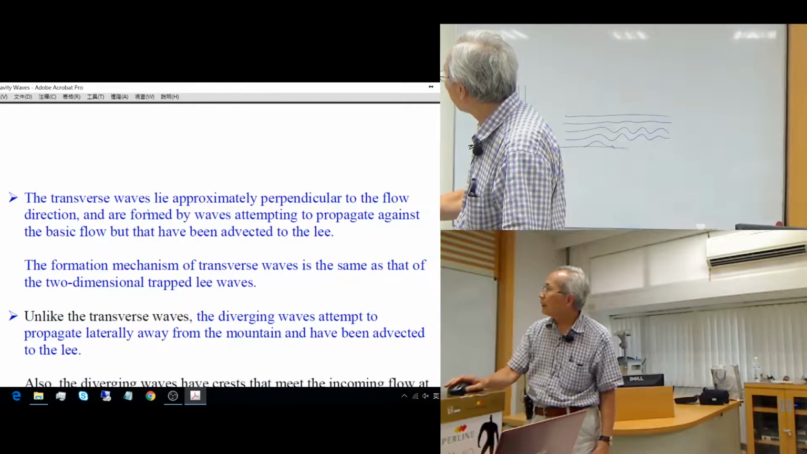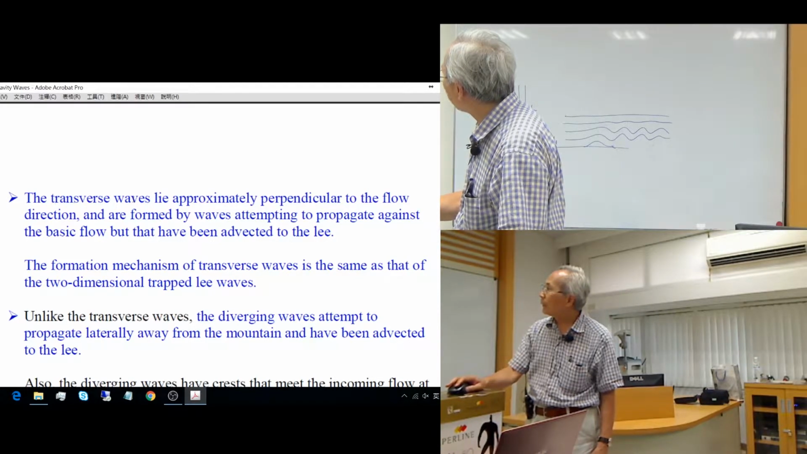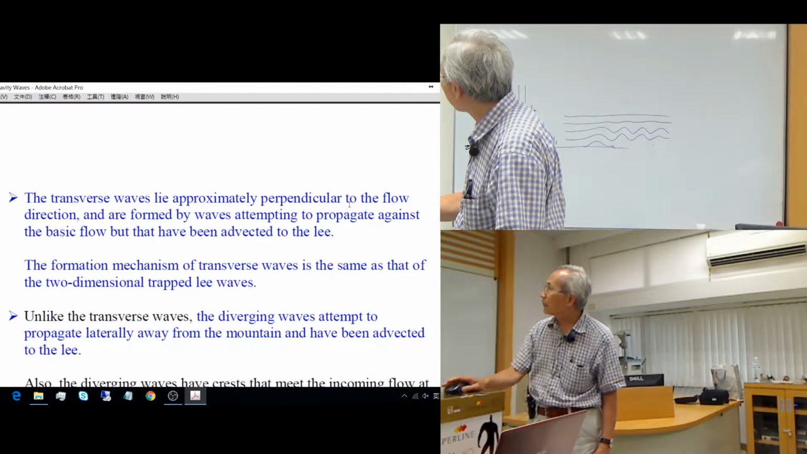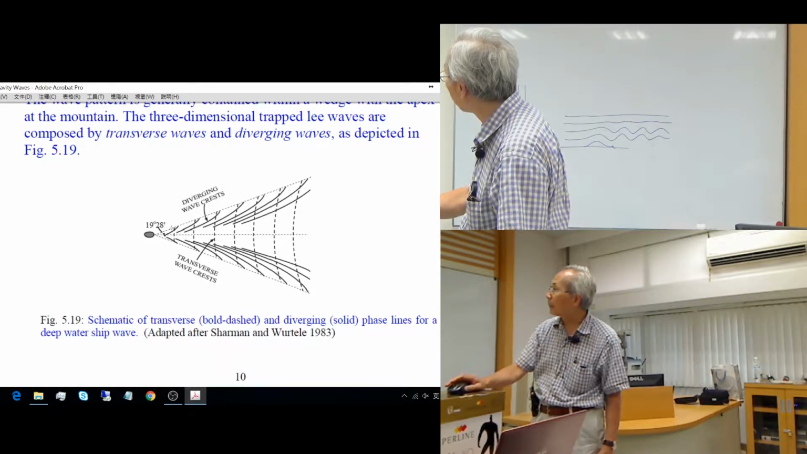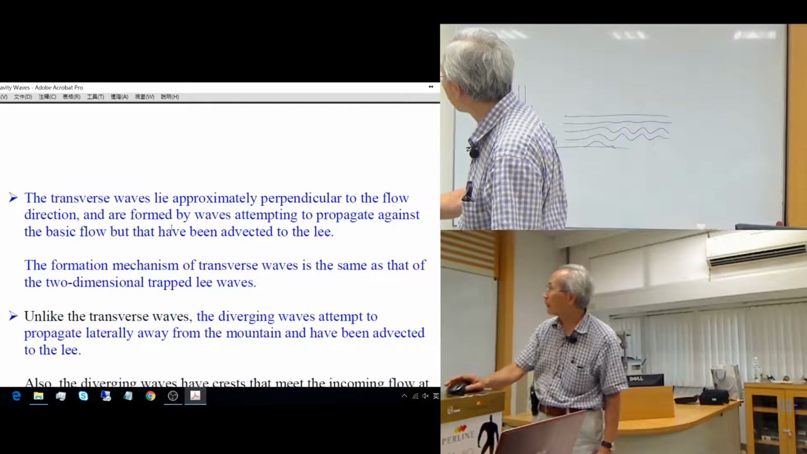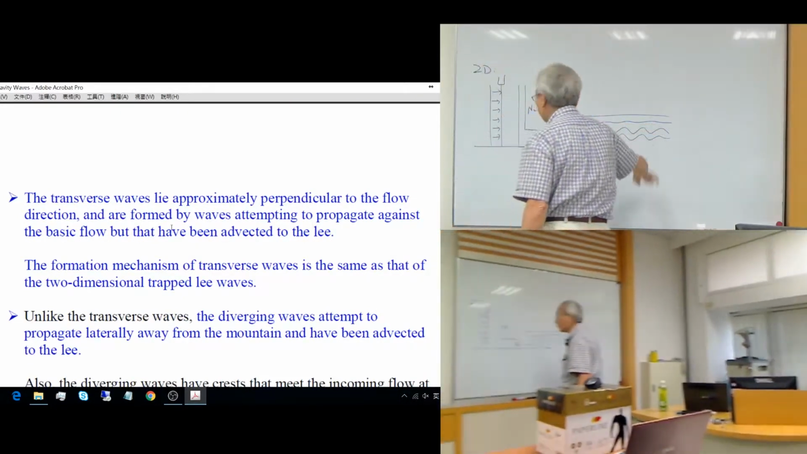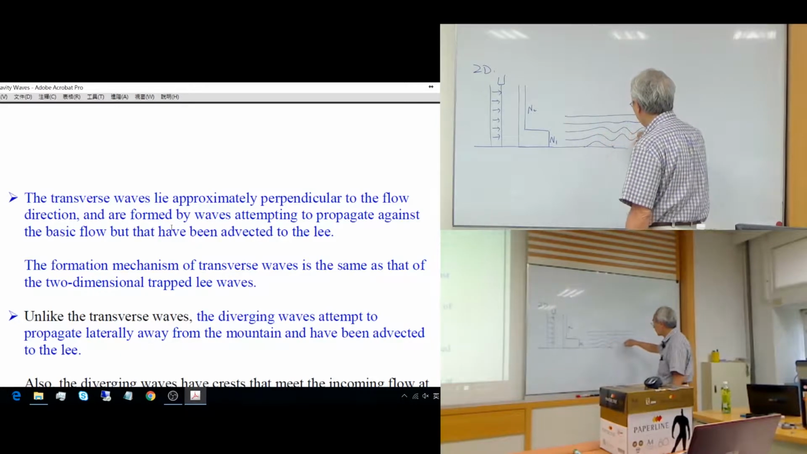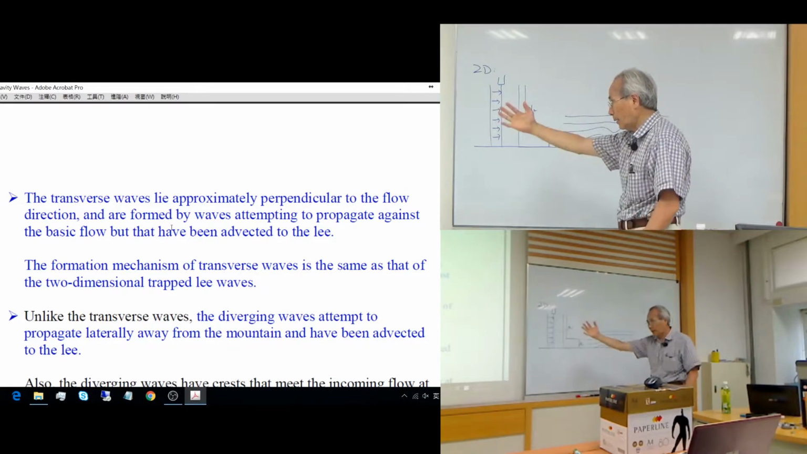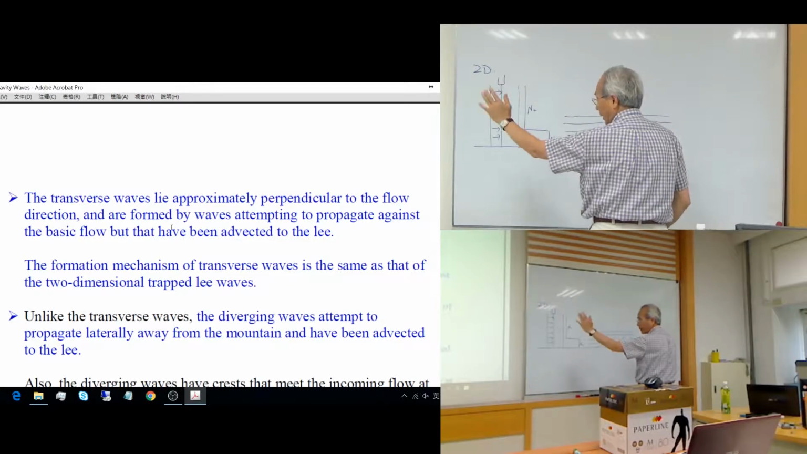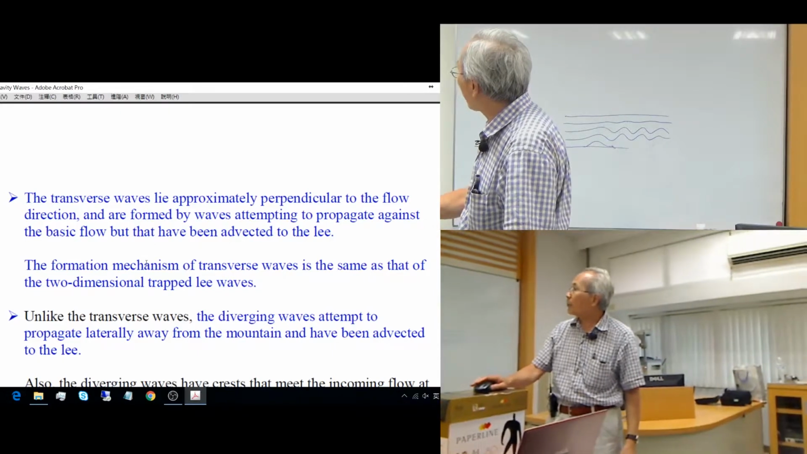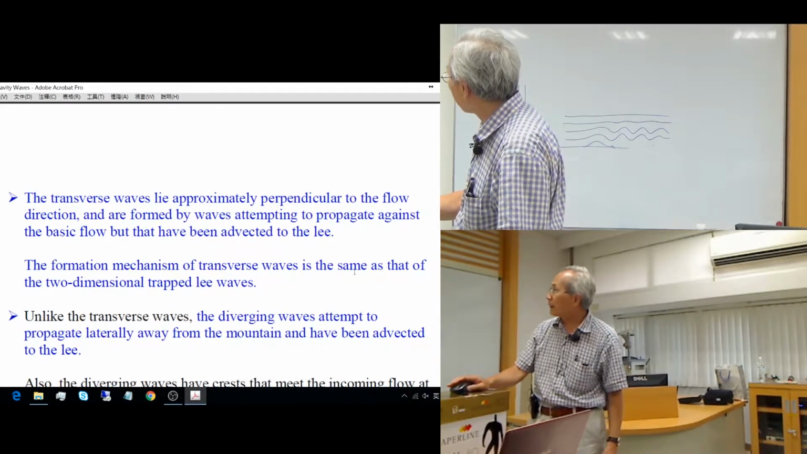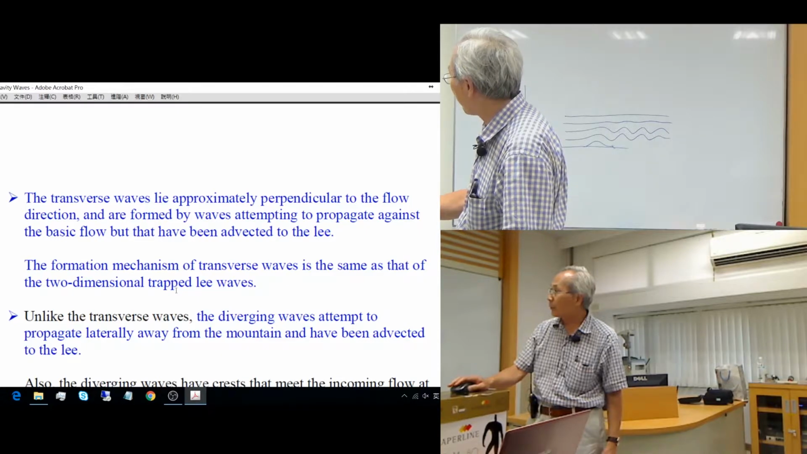Okay, so the transverse waves lie approximately perpendicular to the flow. Those transverse waves are perpendicular to the flow from left to right. They are just this type of waves, in the middle, along the central line across the mountain. The formation mechanism of transverse waves is the same as that of two-dimensional trapped waves.